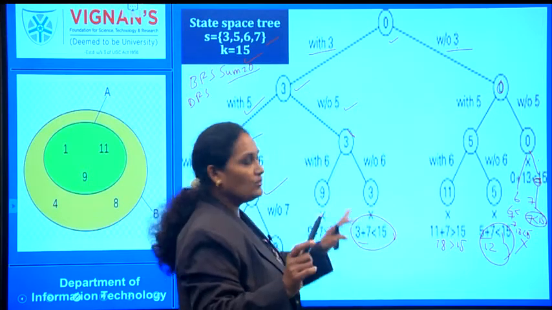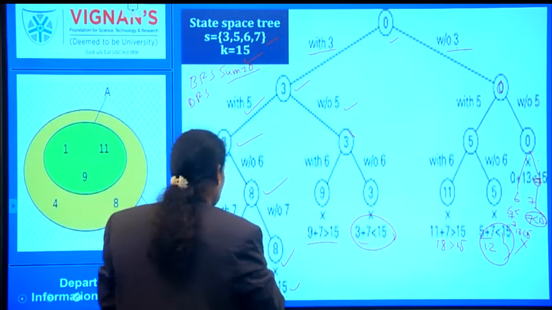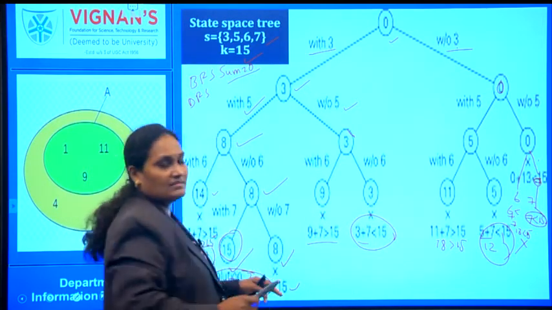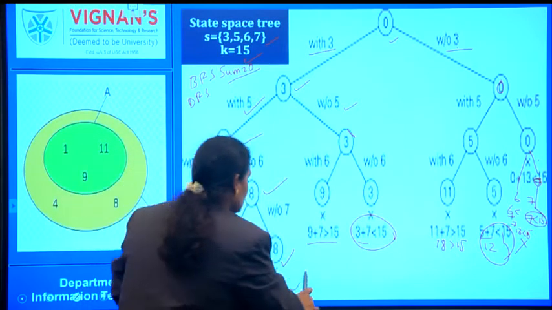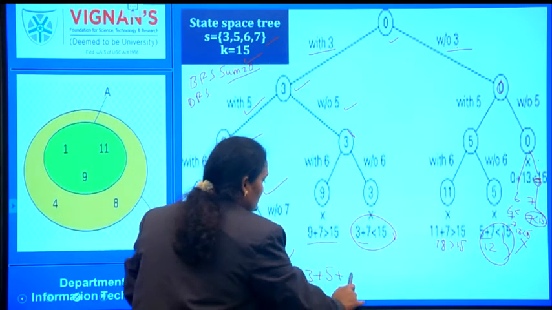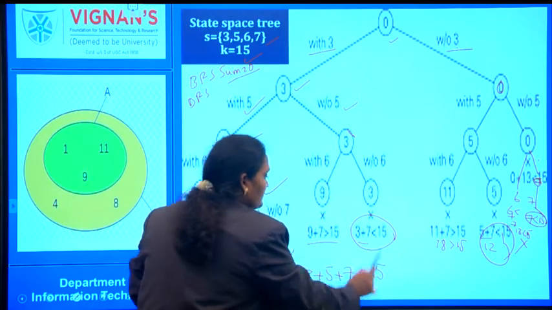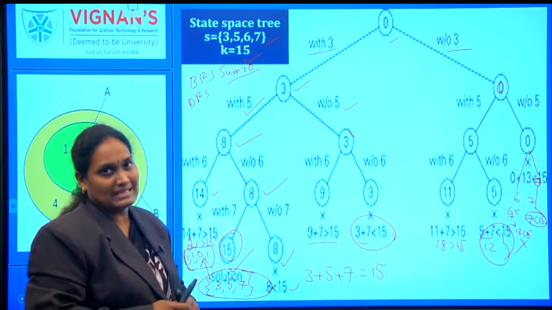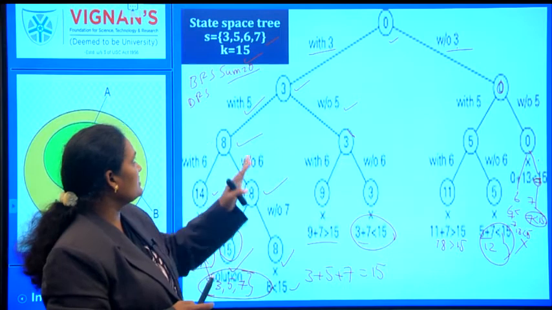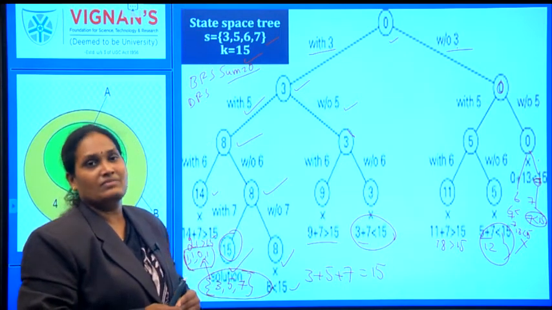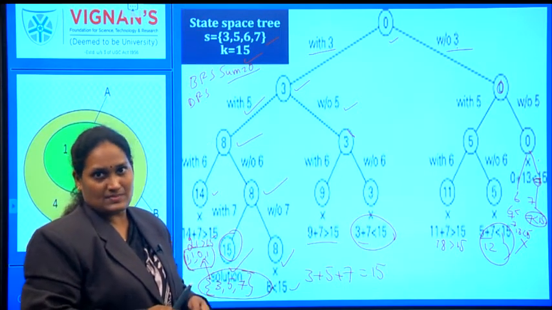So the only solution that is present for this problem is this one, 3, 5, 7, whose sum is 3 plus 5 plus 7, which is 15, equal to the given integer. This is the process of constructing the state space tree for finding the solution of the sum of subsets problem.